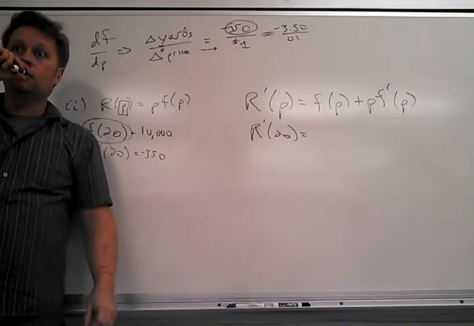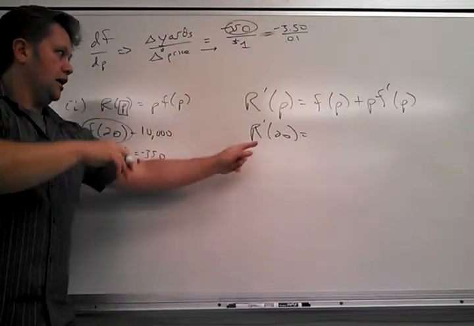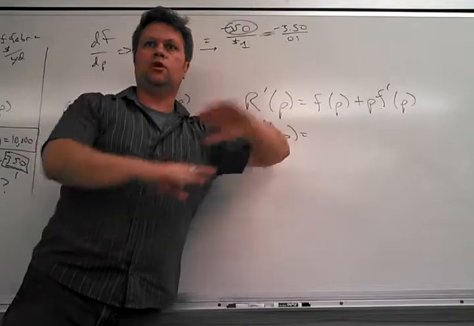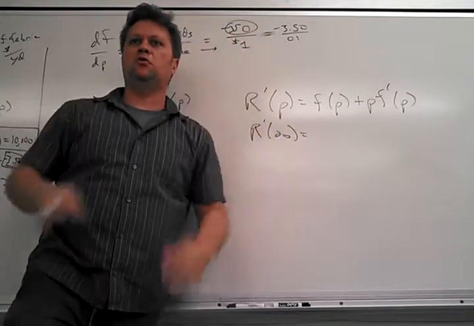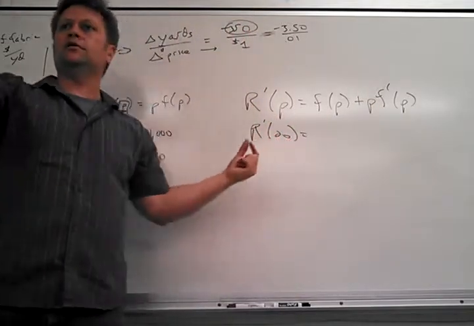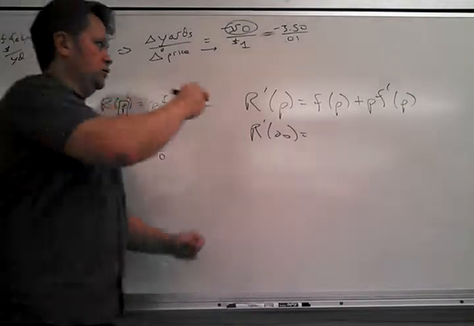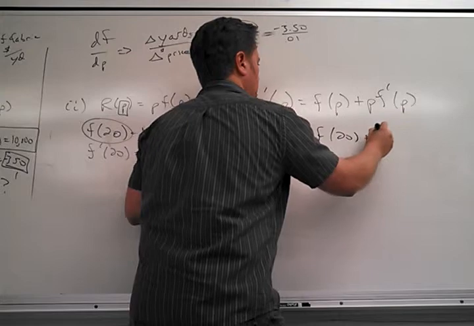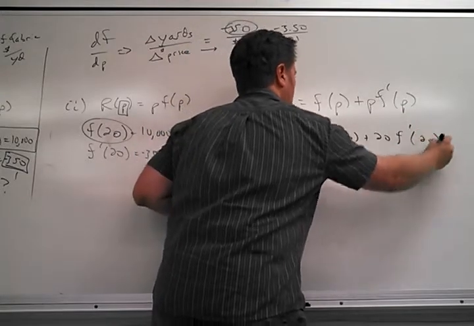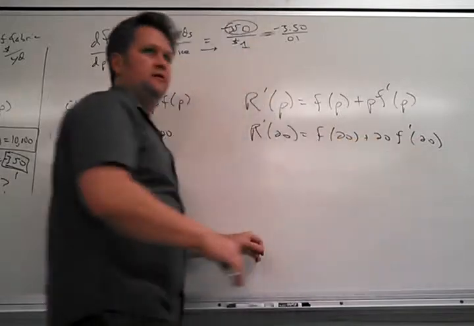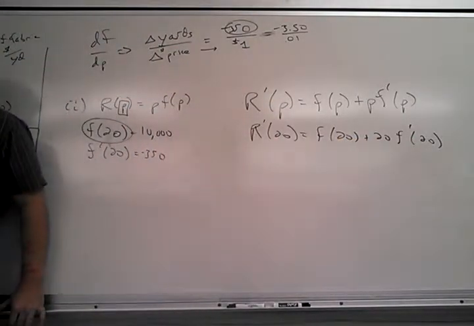So P will be 20? Yeah, P is 20. Wherever you see a P, you put 20, because that's what I know that value is. So for f of p, we're going to put 10,000. You'll put f of 20 plus 20 times f prime of 20. That's 20, that's 10,000, that's negative 350. Cool.